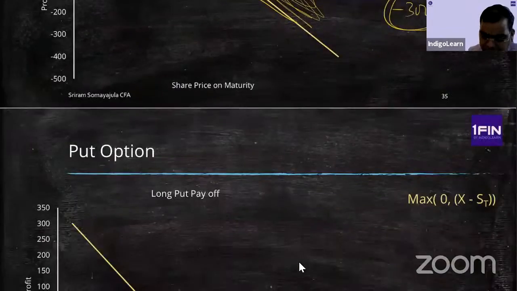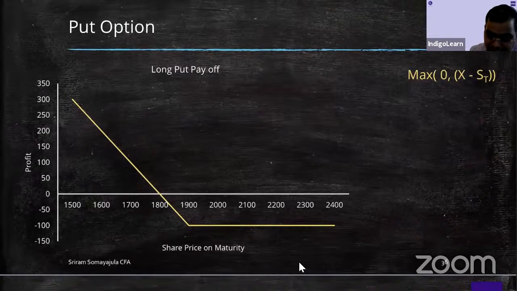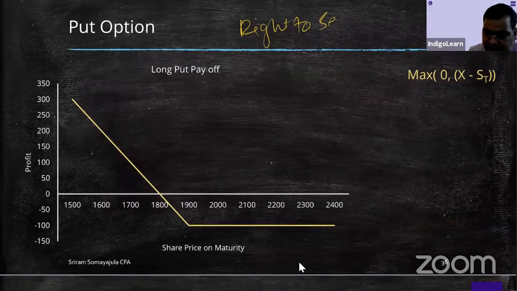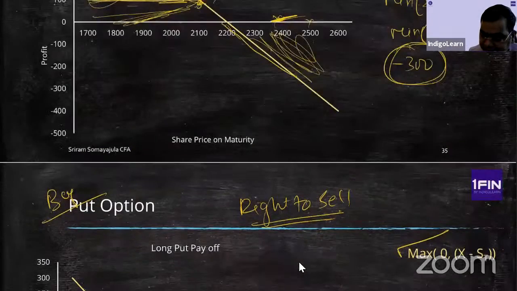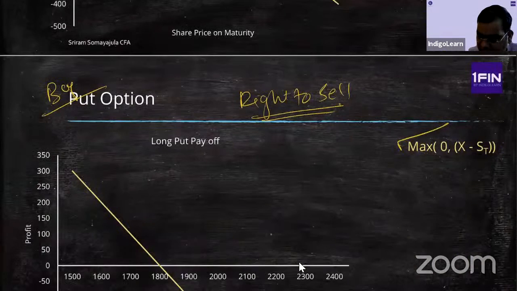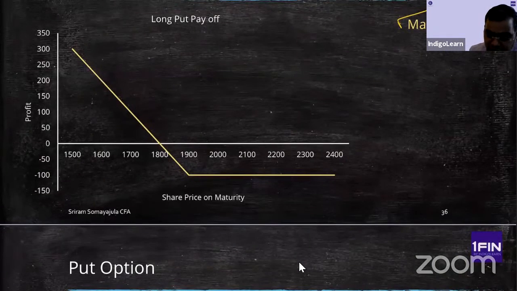Now coming to a put option. What is a put option? A put option is a right to sell. You have a right to sell. And when I say put option, here it is buy put. For buy, it is always max, right? And here this function is max of X minus ST. So if you see, you have a right to sell.